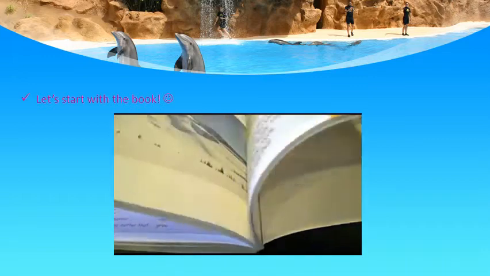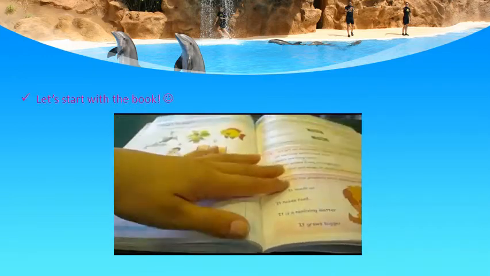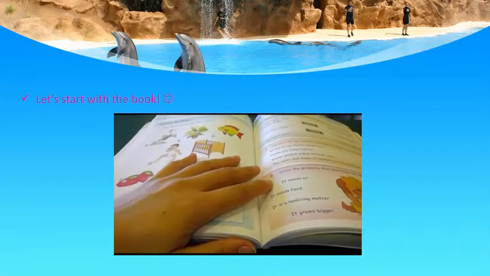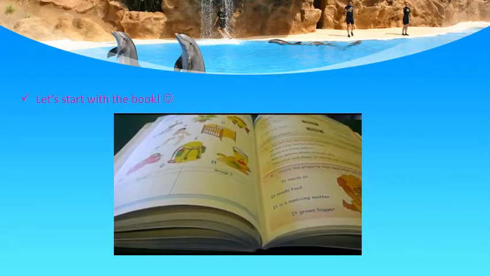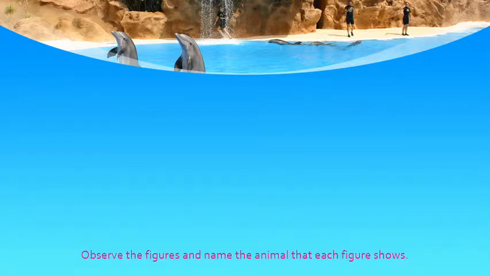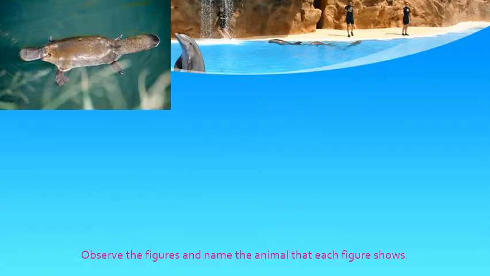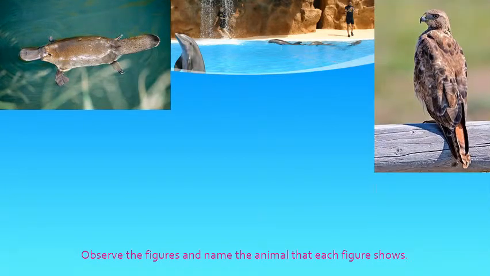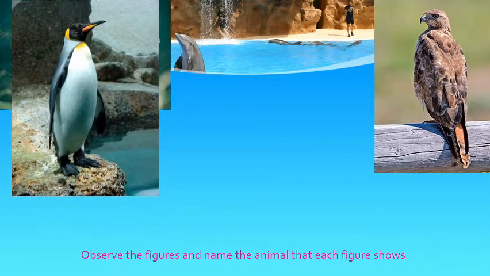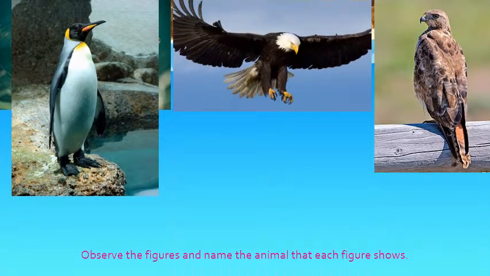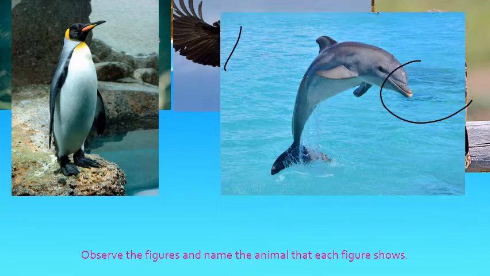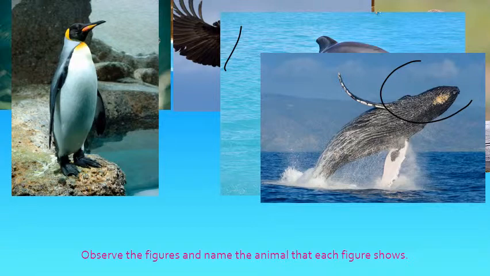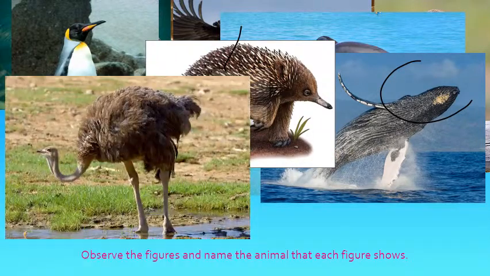So we finished with the book. Let's revise together. Let's continue this revision together. Observe the pictures and name the animal that each picture shows. This is the platypus, the eagle, the penguin. No, this is the hawk. This one is the hawk, and this one is the eagle. Dolphin, the whale, the echidna, and the ostrich.